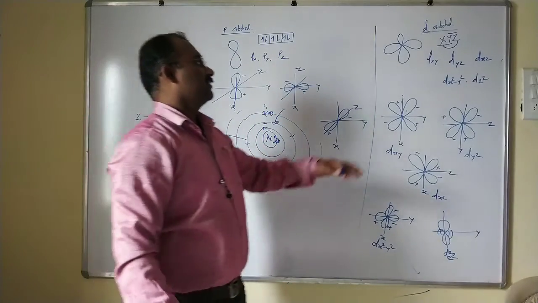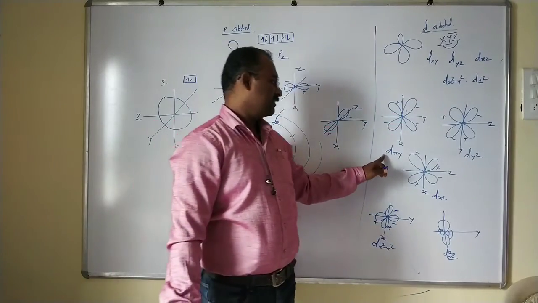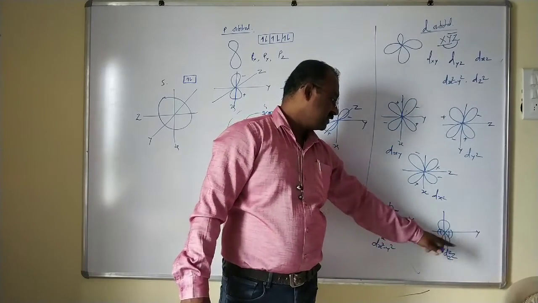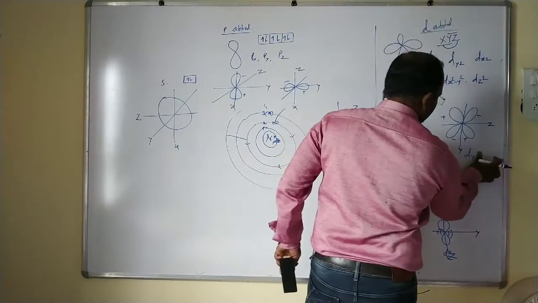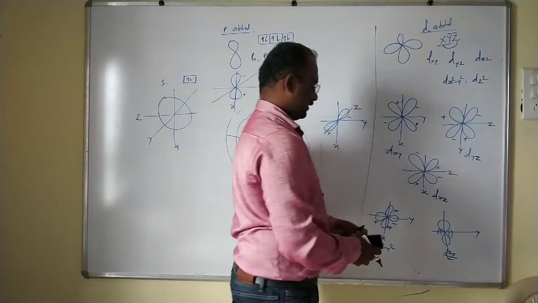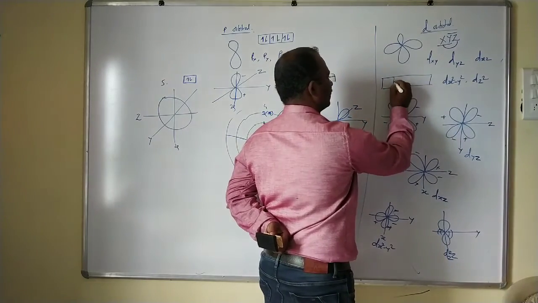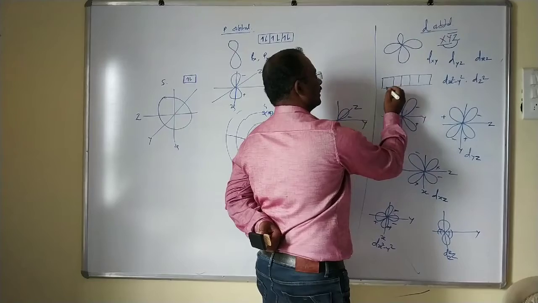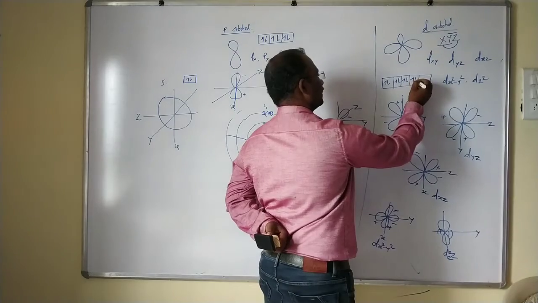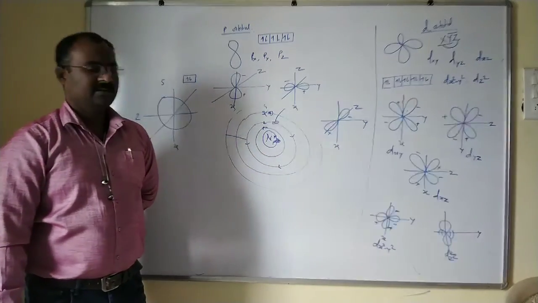It means that these are the 5 suborbitals of D: dxy, dyz, dxz, dx square minus y square, and dz square. Then this D orbital has 5 suborbitals. We write them as 1, 2, 3, 4, 5, and each suborbital has a maximum capacity of 2 electrons, and it has 5 suborbitals. It means this has a total maximum capacity of 10 electrons.